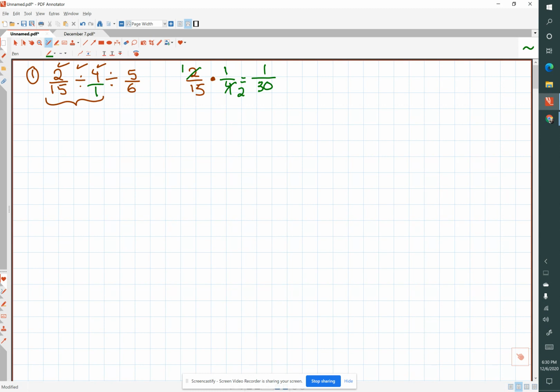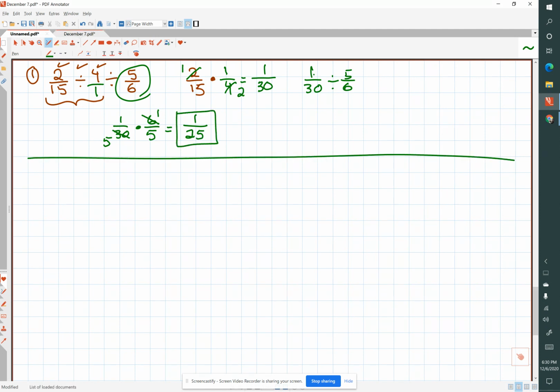Now we're going to take that 1 over 30, and we have to divide that by the last fraction, 5 over 6. So we'll rewrite that as 1 over 30 times, because we changed the division to multiplication, 6 over 5. And we flip the last fraction. So we can simplify. 6 divided by 6 is 1. 30 divided by 6 is 5. We multiply straight across. 1 times 1 is 1. 5 times 5 is 25. And that's our final answer, 1/25.